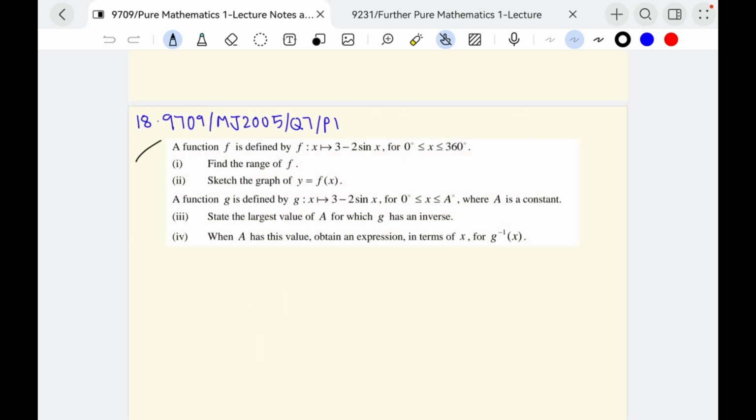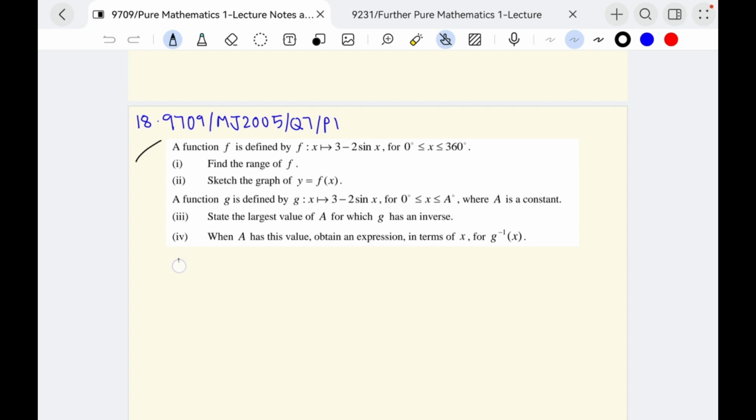Okay, it's time for the puzzle questions, which is under the challenge part. So question 18. This is the question from 9709, May-June 2005, question 7, paper 1. A function is defined as f maps x to 3 minus 2 sine x for 0 degrees to 360 degrees, and find the range of f. So I don't think it's useful to substitute using this interval, because sine 0 is equal to sine 360 degrees.